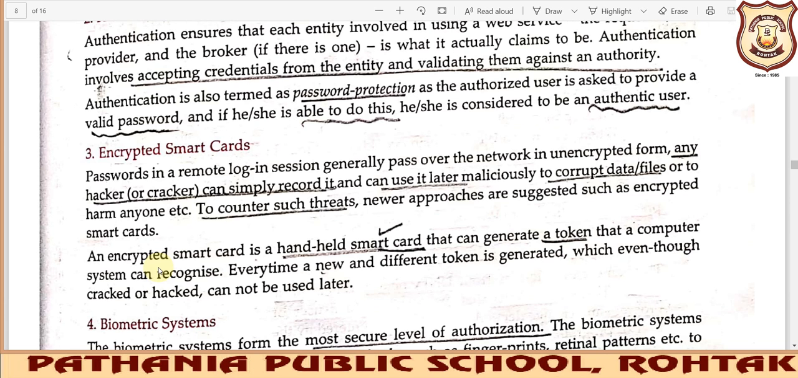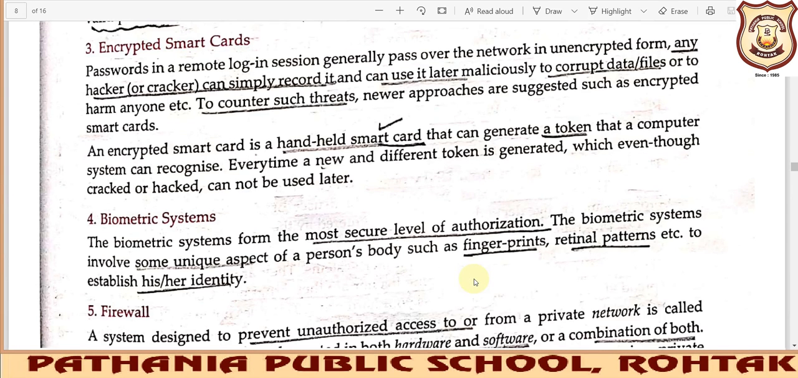Encryption is a technique through which whatever data you are transmitting from one side to another is encoded. When it reaches the destination, it is decoded so that the receiver is able to understand. So encryption is being implemented in nowadays' tasks for security reasons. Biometric systems are also being used, like fingerprint scanning, retinal scanning, and face recognition.